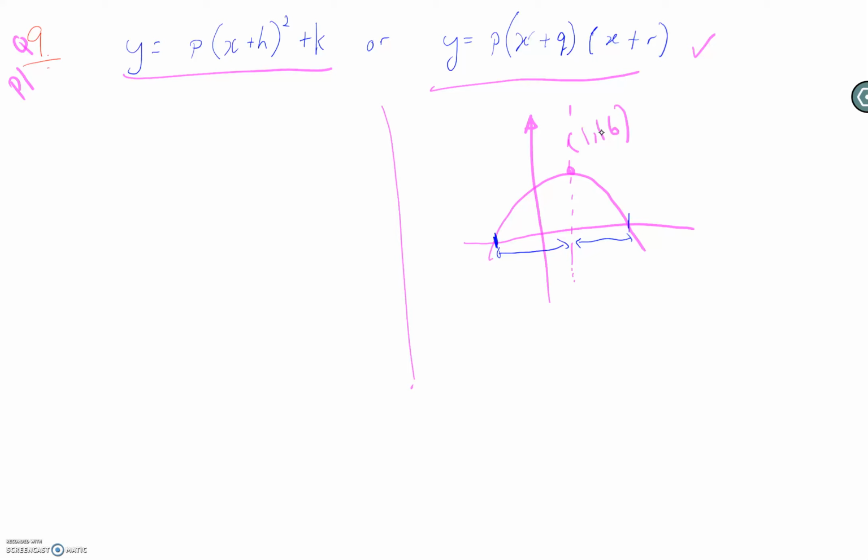X-axis, x-intercept, y equals 0. X-intercept, y equals 0. So you see, if I use this equation, then I'm able to say y equals, because I know it's negative, that this is x plus q, x plus r. So to find these 2 points, that means x equals 0 and y equals 0.